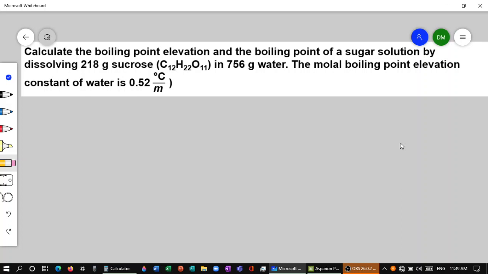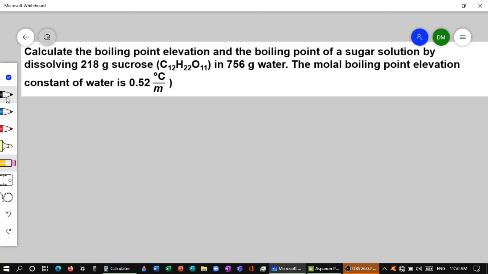Our next topic is related with boiling point elevation. So here, calculate the boiling point elevation and the boiling point of a sugar solution by dissolving 218 grams of sucrose in 756 grams of water. The molar boiling point elevation constant of water is 0.52 degrees Celsius per molal.